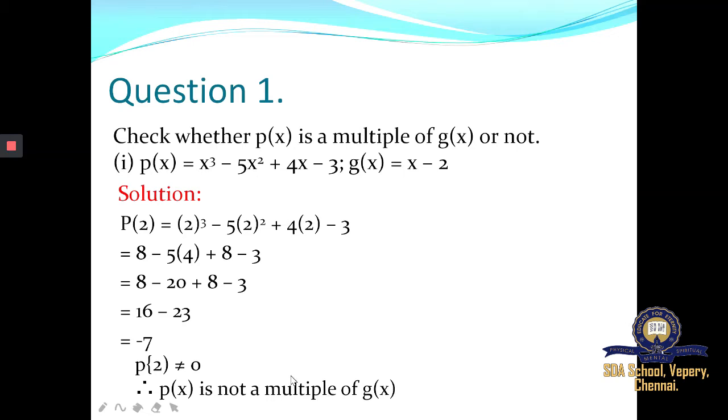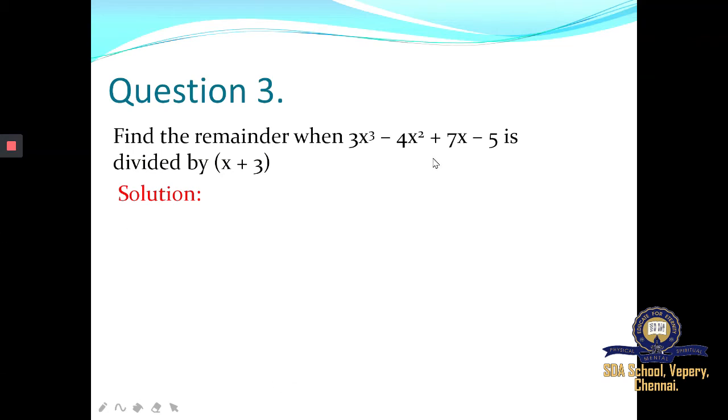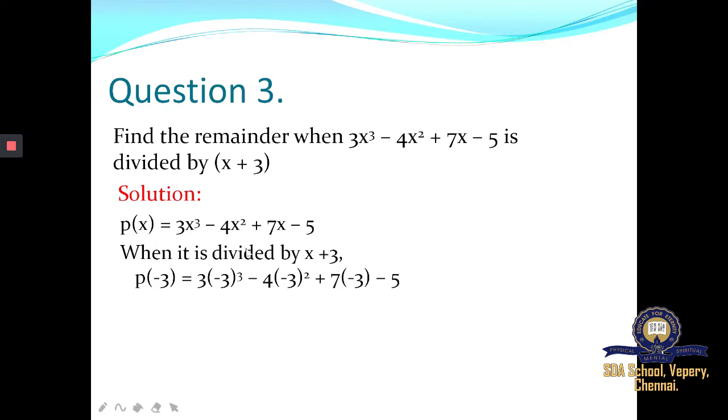Now, let's move on to the next question. Number 3. Find the remainder when 3x cubed minus 4x squared plus 7x minus 5 is divided by x plus 3. How do we do this? We write the given expression 3x cubed minus 4x squared plus 7x minus 5 as p of x is equal to. What is given to us? We have to find the remainder when it is divided by x plus 3. As I told in the previous sum, you're supposed to equate this expression to 0. What will you get? You will get x is equal to minus 3.